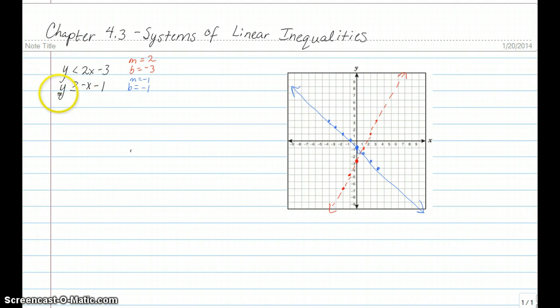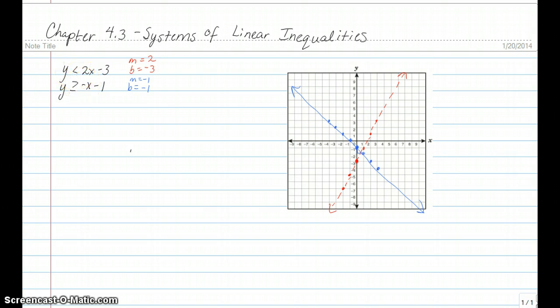In the second equation, y is greater than or equal to negative x minus 1. The y-intercept is negative 1, the b is negative 1, and the m is negative 1. So it's going to fall from left to right. Plot a point at 0, negative 1. Go down 1, 1 to the right. Continue on. I'm going to go back up 1, 1 to the left as well. Connect your points with a solid line. It's solid because the inequality symbol has an equal sign.